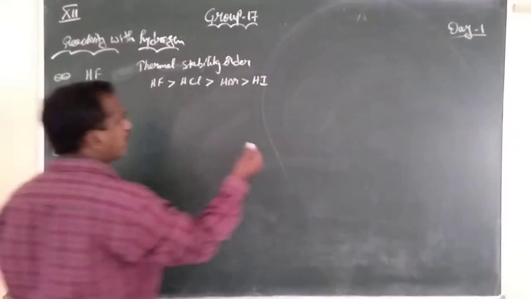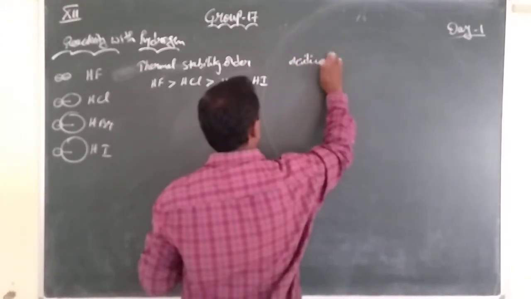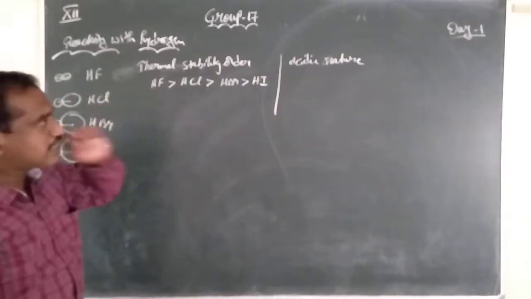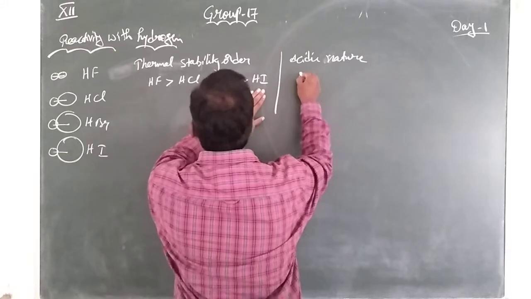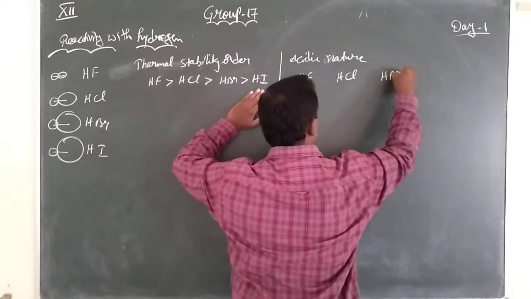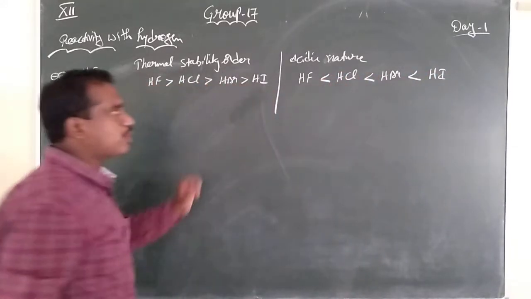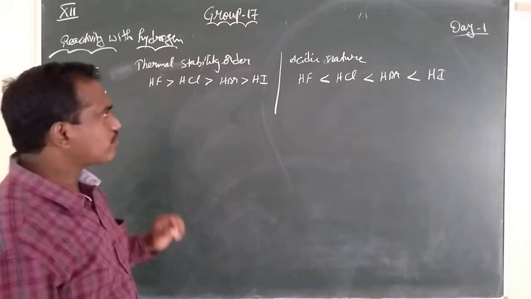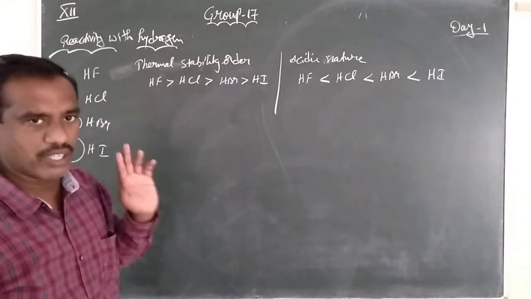Or you can write this in the opposite way, as acidic nature. Acidic nature means the one that can readily lose the hydrogen. If it is thermally unstable, it can readily lose the hydrogen. So among hydrogen fluoride, hydrogen chloride, hydrogen bromide, hydrogen iodide, the one that is readily losing the hydrogen is very highly acidic in nature. So these are two very important properties not to be forgotten.